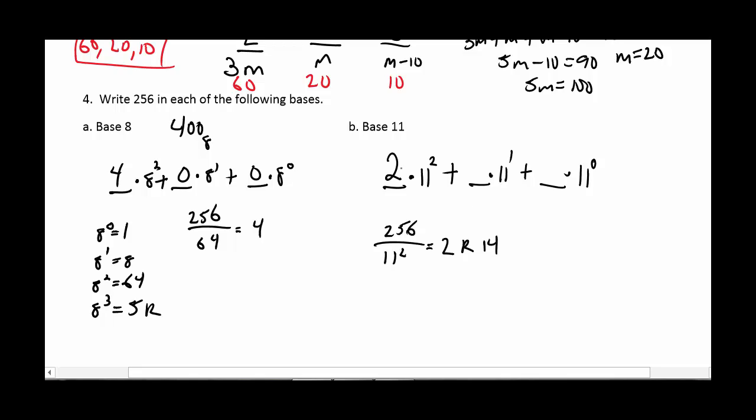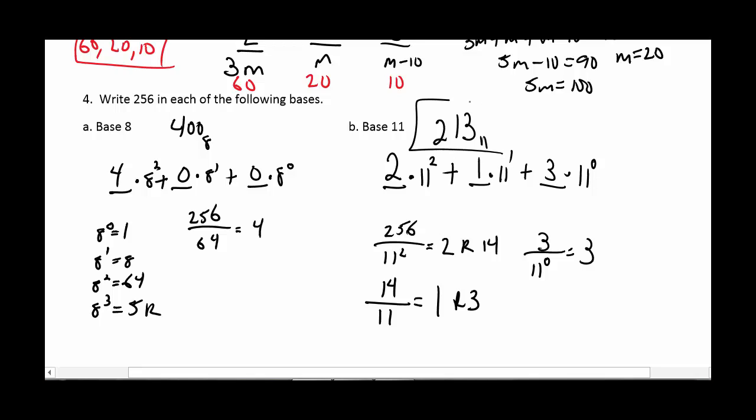Okay, so there's a 2 there. And so I want to go to the remainder, and 11 goes into 14 once, with a remainder of 3. And so 3 over 11 to the 0th power is just 3, which is what's going to happen every time. So in base 11, that's 213 for that one.